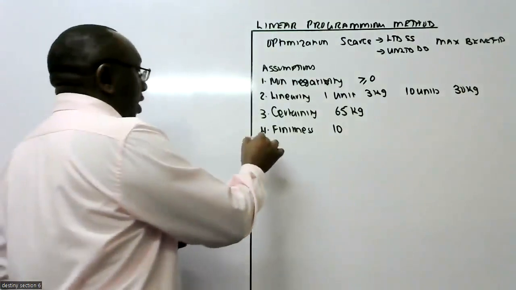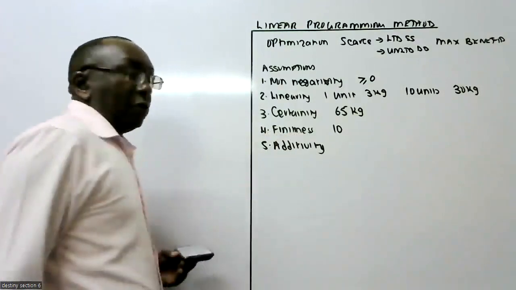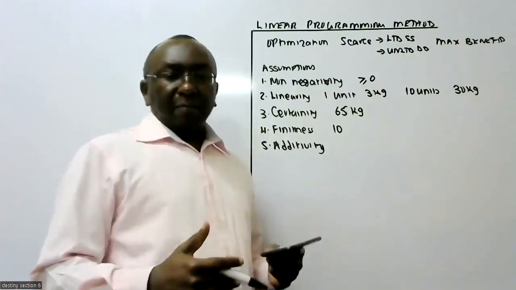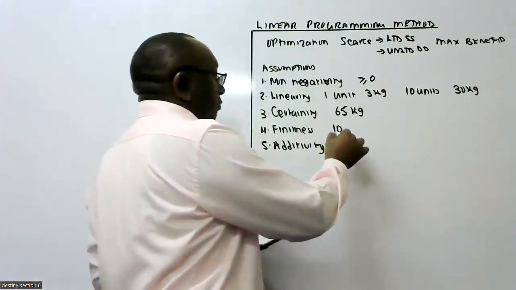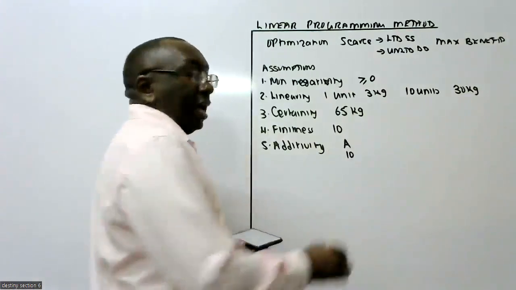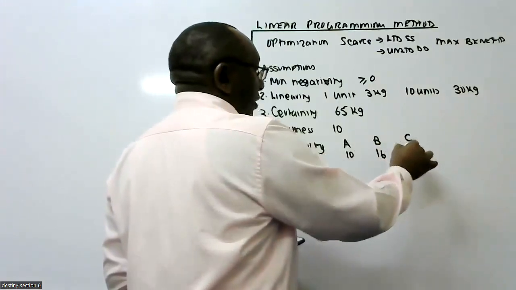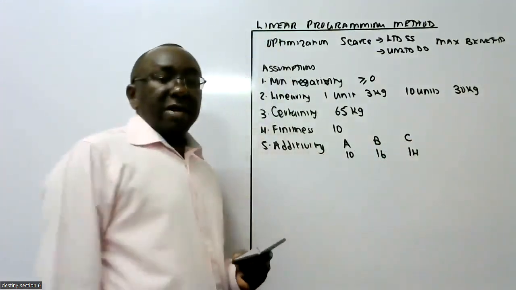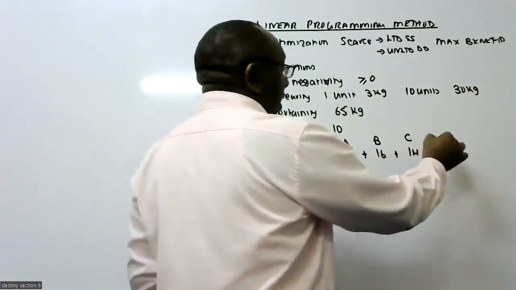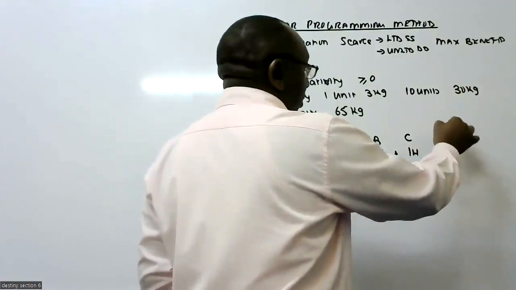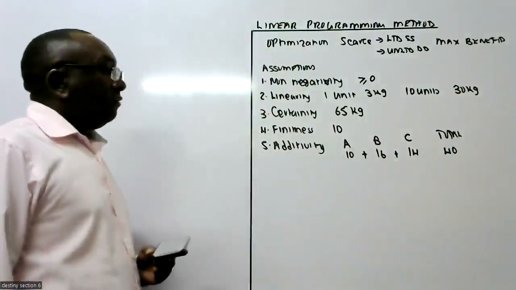The other one is called additivity. Additivity means the proportion that is used by product 1 can be combined with the one that is used by product 2. For example, if product A used 10 kilos and product B used 16 kilos and product C used 14 kilos, it means we can add this to get 26 and to be able to get a total of 40. That's the meaning of additivity. We can add the values.